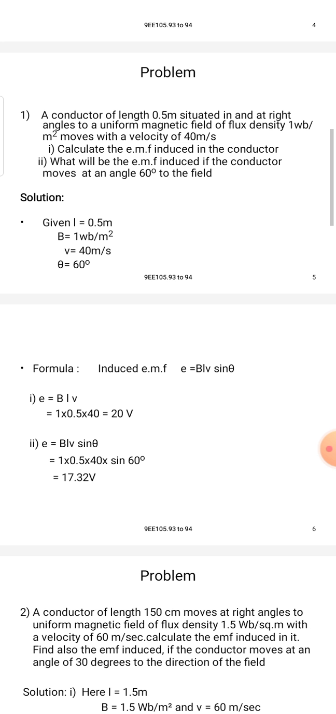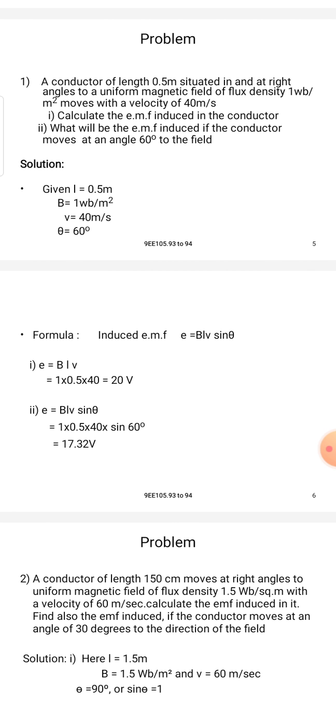And velocity of the conductor is 40 meters per second. And the EMF induced if the conductor is at an angle of 60 degrees to the field, that is, angle theta is equal to 60 degrees.